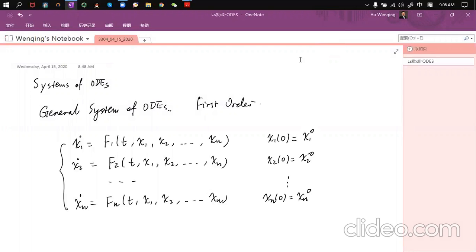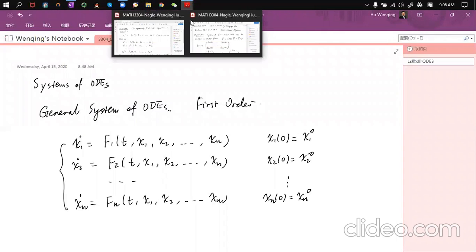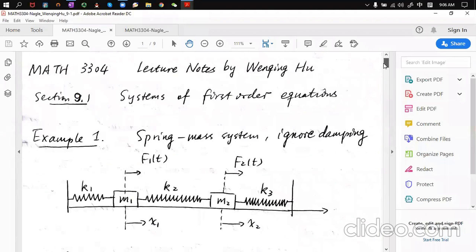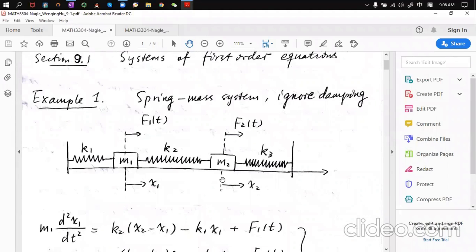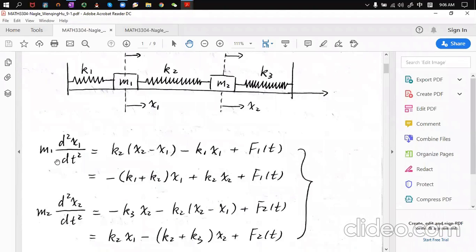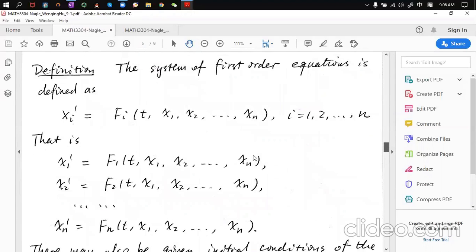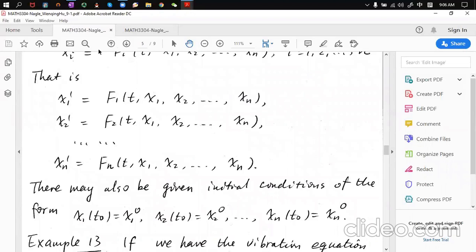Now the question here is to ask why we like to consider systems of first order ODEs. It is natural to see that we also have systems of higher order equations. For example, when we were talking about the spring mass systems, this is a system of second order equations. So why don't we consider systems of higher order differential equations, but only consider systems of first order differential equations? That's the question.